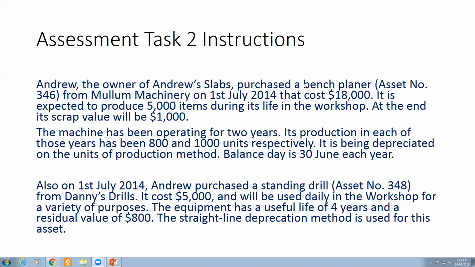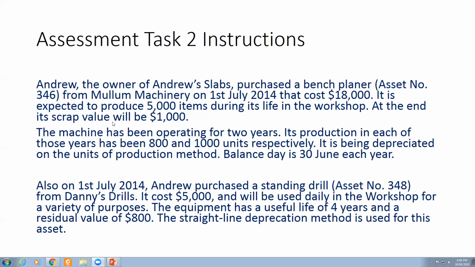Okay. And for his company, he's maintaining asset numbers. So for the bench planner, the asset number is 346 from Mulu Machinery on 1st July 2014. So Andrew bought a bench planner from Mulu Machinery on 1st July 2014. Also remember the date because it's going to help you in future. So try to make some notes. Maybe highlight this point, 1st July, then asset number 346. Okay. And remember the cost of the bench planner is $18,000.